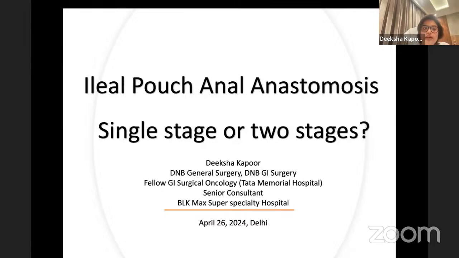So we are talking right now about ileal pouch anal anastomosis. Does it make sense to do it in a single stage versus a two-stage procedure, and possibly when?